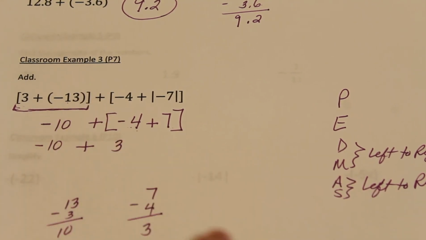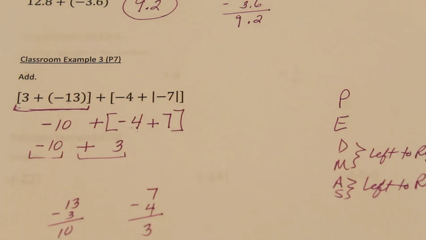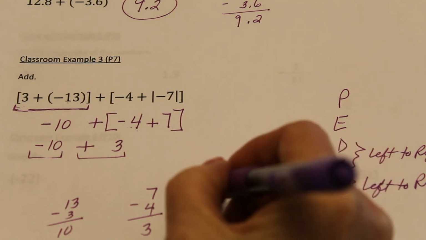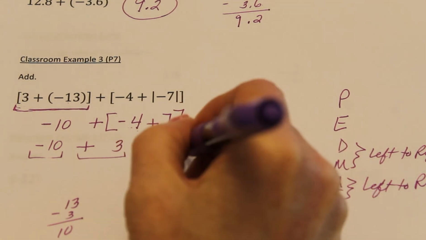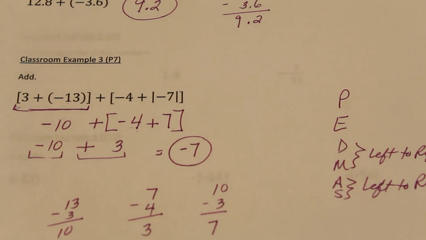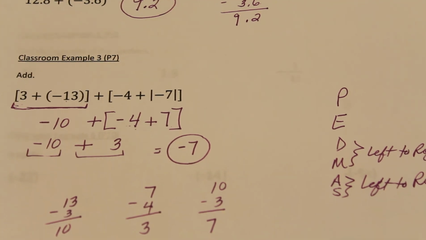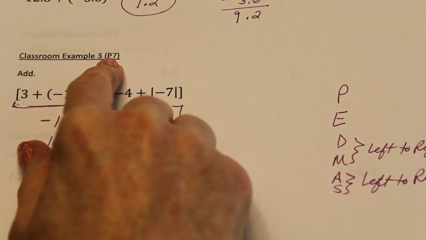And now I have this negative goes with the 10 and this positive goes with the 3. Opposite signs you subtract. And you keep the sign of the greater. All right, so now you're going to do practice 7.